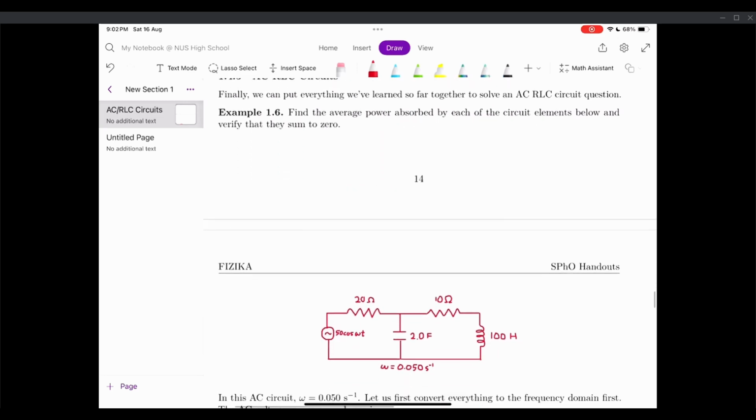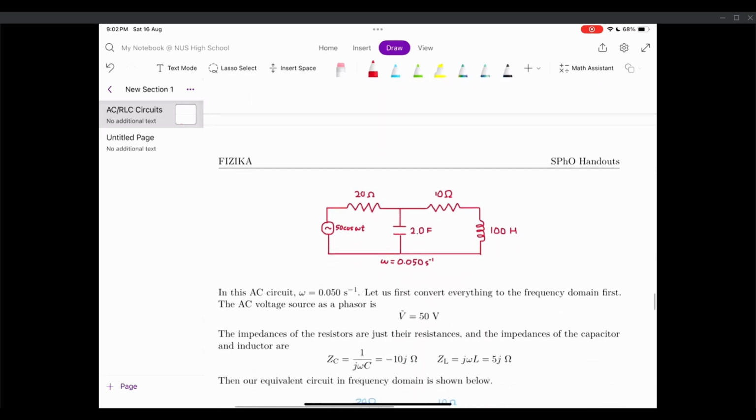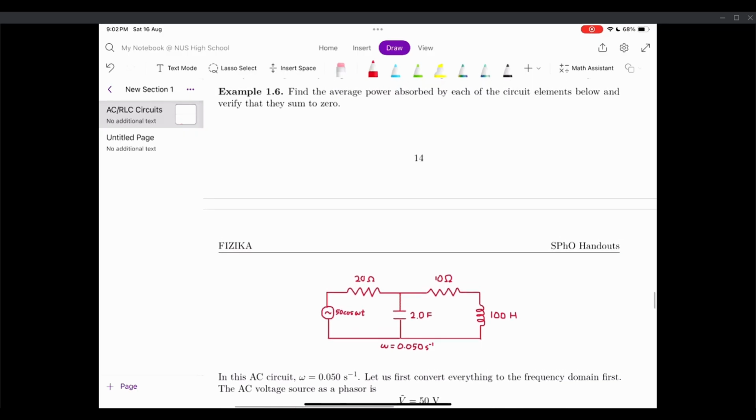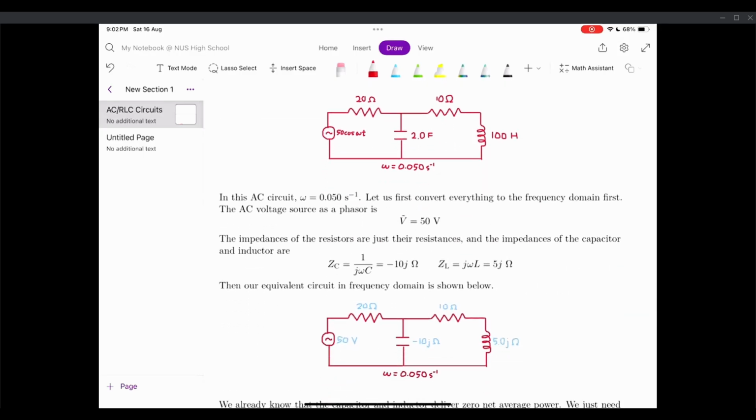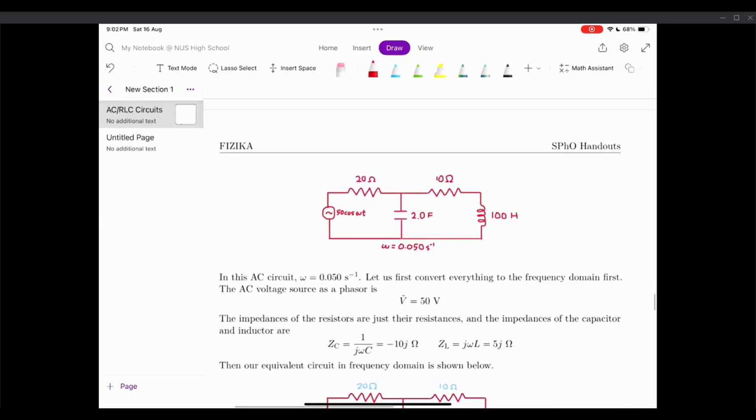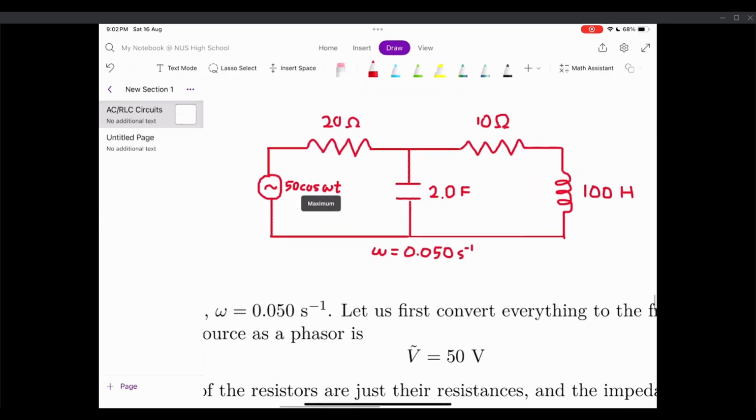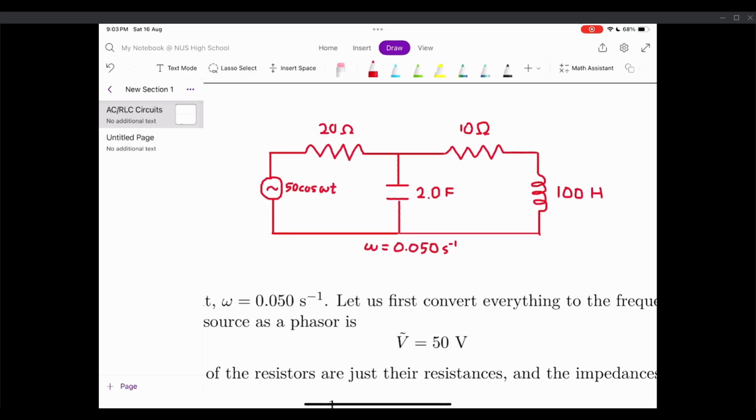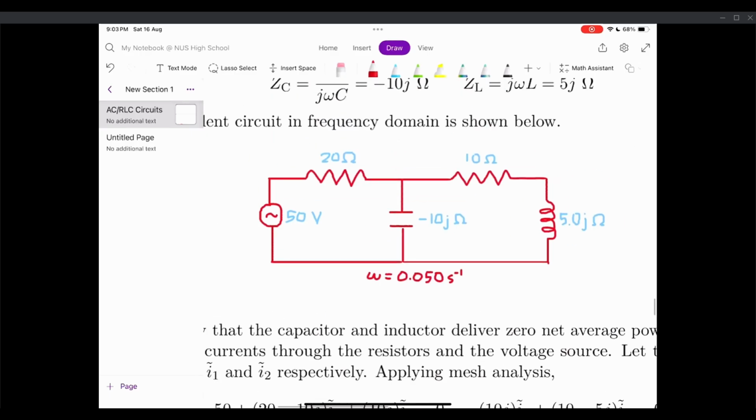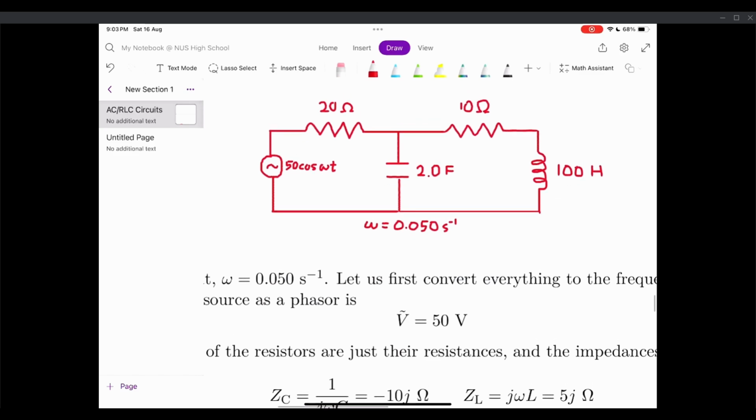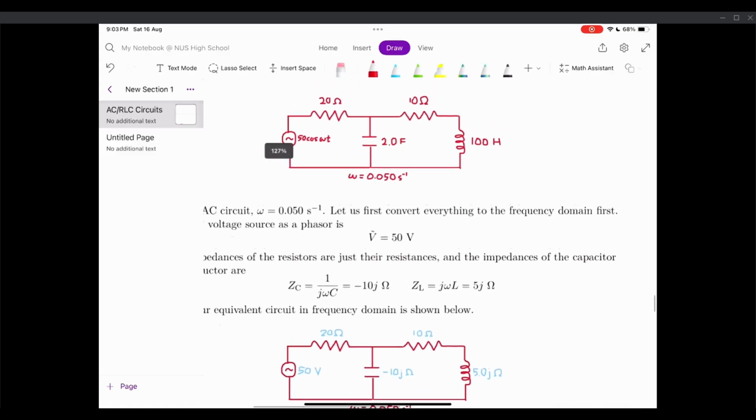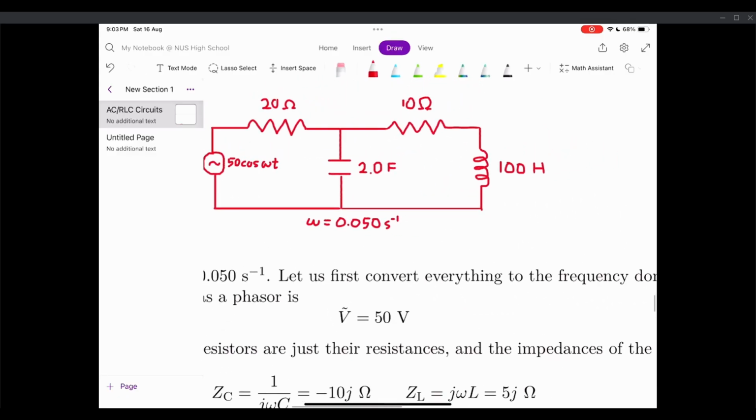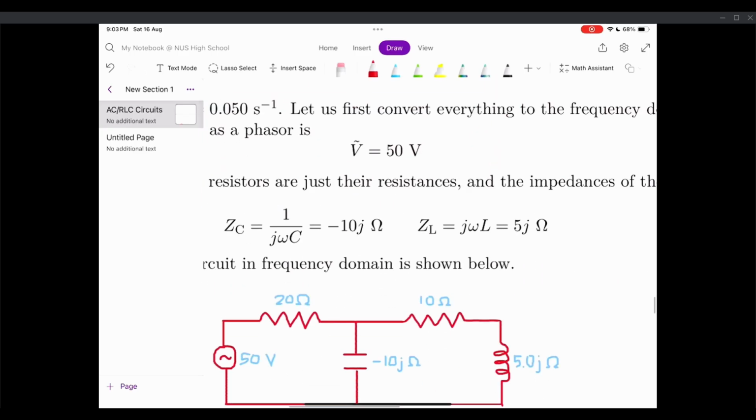The example I have here is basically how you combine everything together. To find the average power absorbed by each of the circuit elements below and verify that they sum to 0, this is basically to illustrate what we've done so far. We have this circuit, and we want to find the average power of each element. We first convert everything into phasor quantities, which gives us this. How we got there is that our 50 cosine omega t becomes 50 as a phasor, and the impedances of each of the LC components, there's a capacitor here and an inductor here, we can just plug in here.